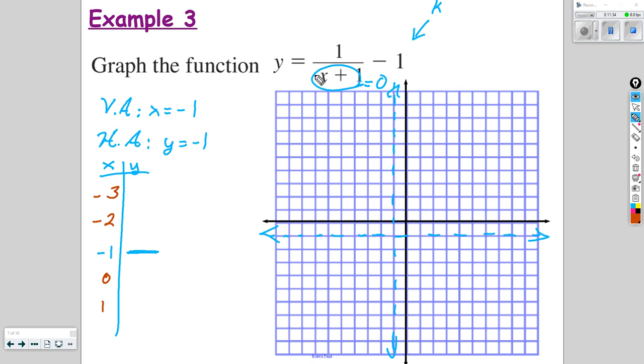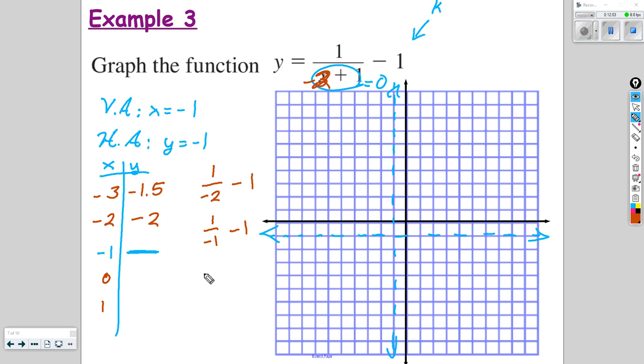So -3 I picked because that would make the denominator -2. So then we would have -1/2 minus 1, and that would be -1.5. All right, if we plug in -2, then that makes the denominator -1. So we have -1 minus 1, which would be -2.